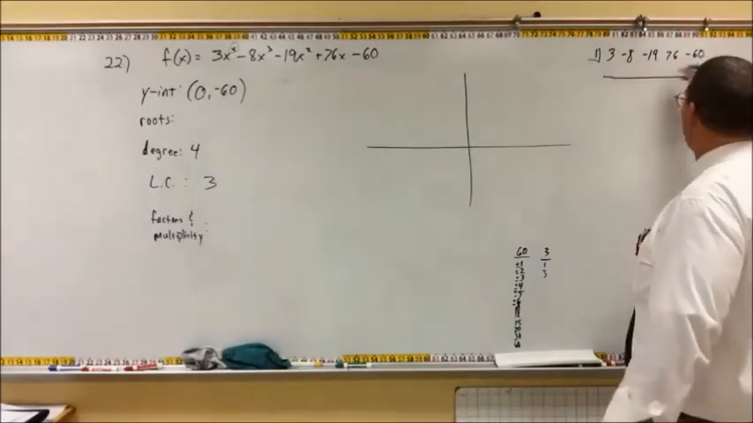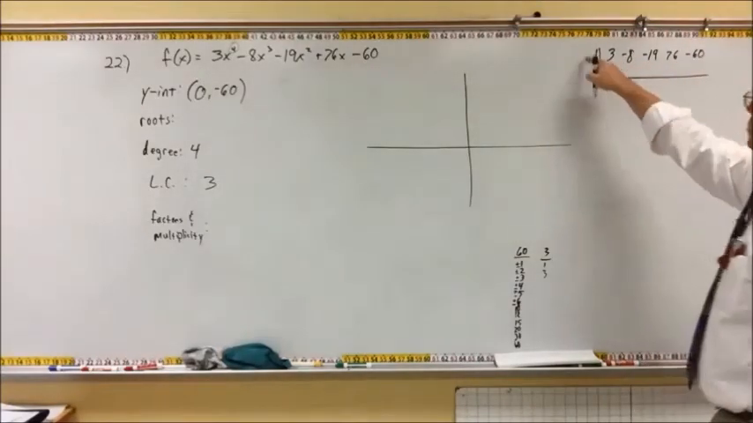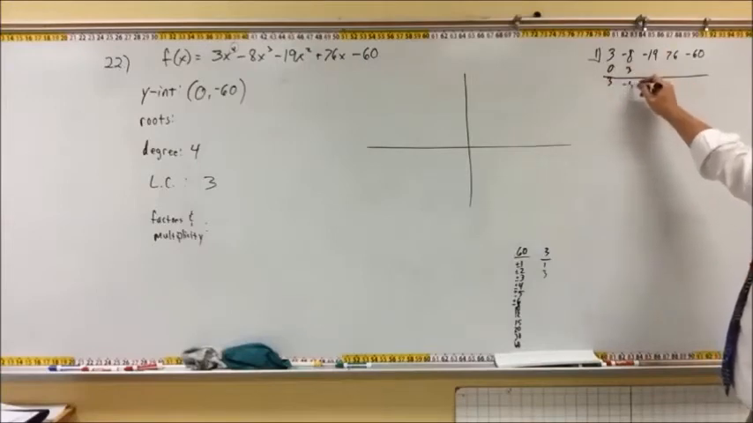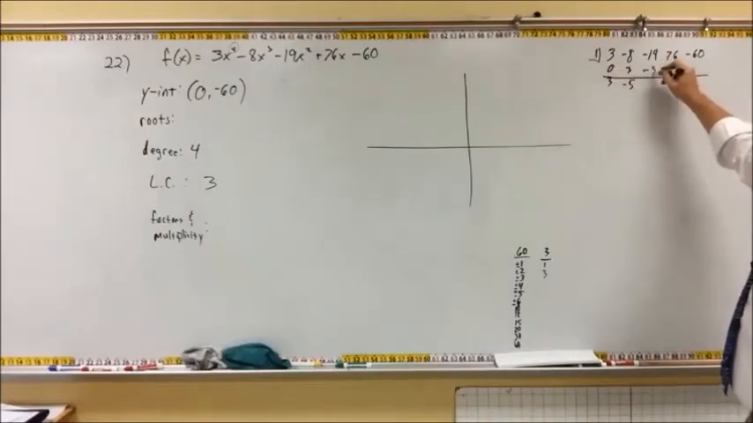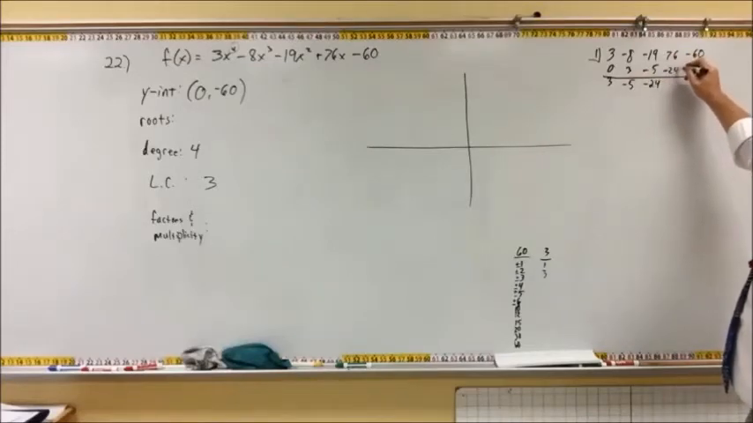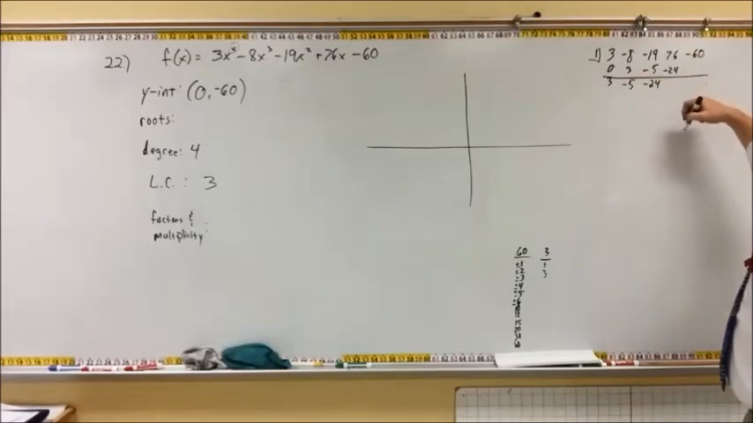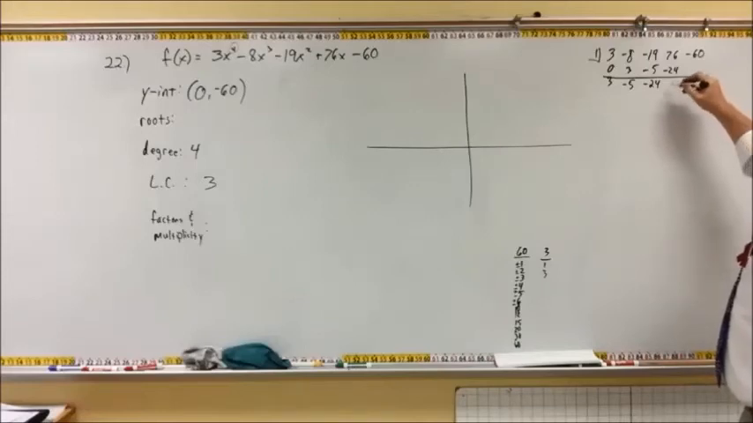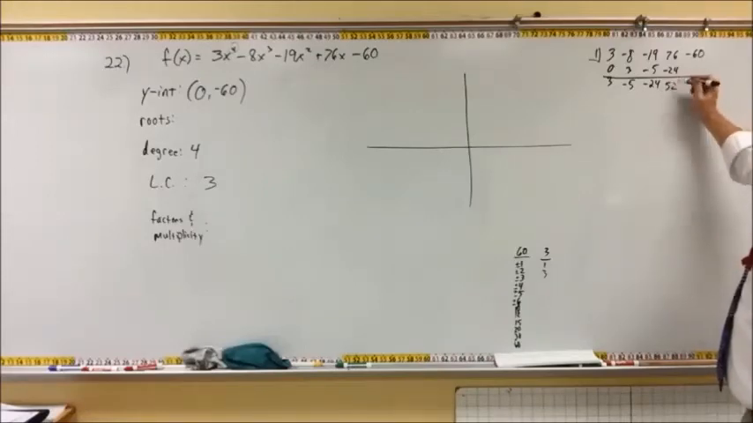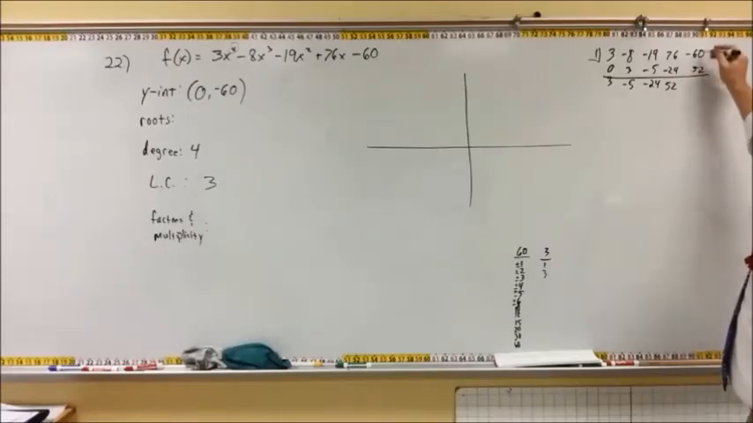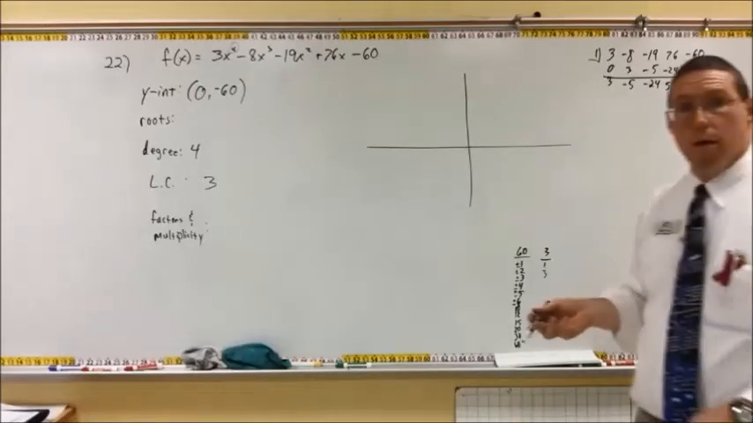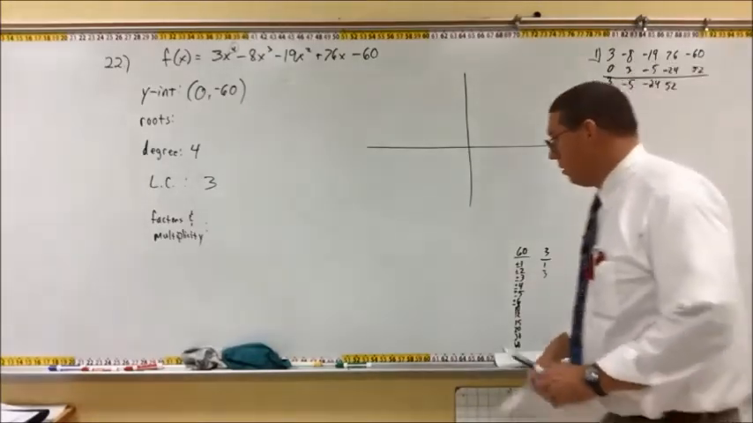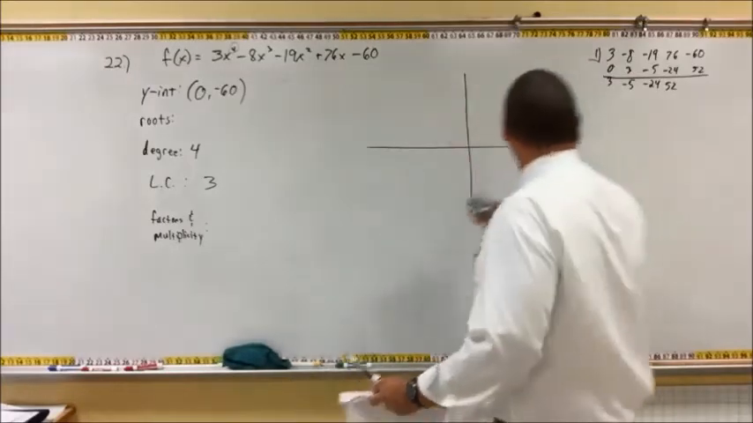So let's see here. I'll put a 0 here, bring down 3. 3 times 1 is 3. Minus 8 is -5. -5 times 1 is -5. Minus 19 is -24. Times 1 is -24. 76 minus 24 is 52. And 52 times 1 is 52. Minus 60 is not 0. So since it's not 0, 1 is not one of the roots.